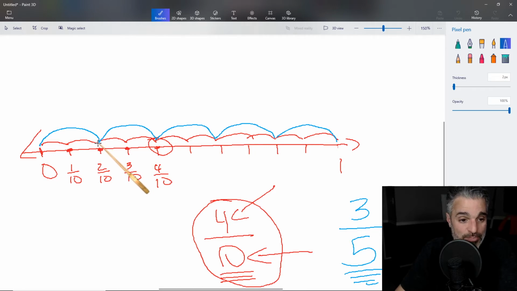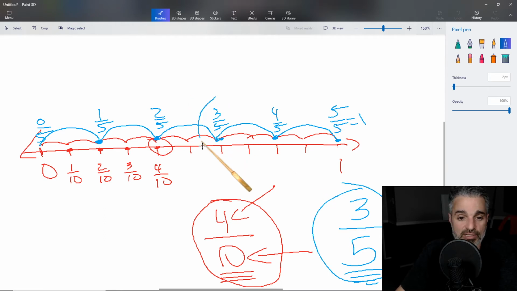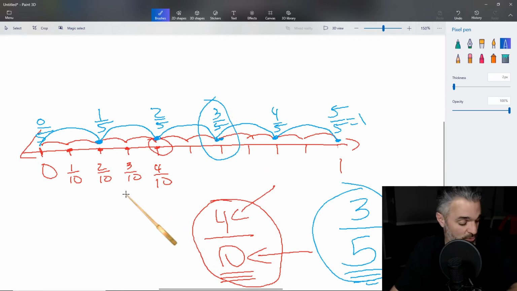So now this point here is 1/5. This point here is 2/5. This point here is 3/5. And this point here is 4/5. And then 1 would be 5/5, which is equal to 1. And remember that this here is 0 over 5, which is 0. Okay, so 3 over 5 would be this point right here. Okay, so that's what you're doing on the second page.